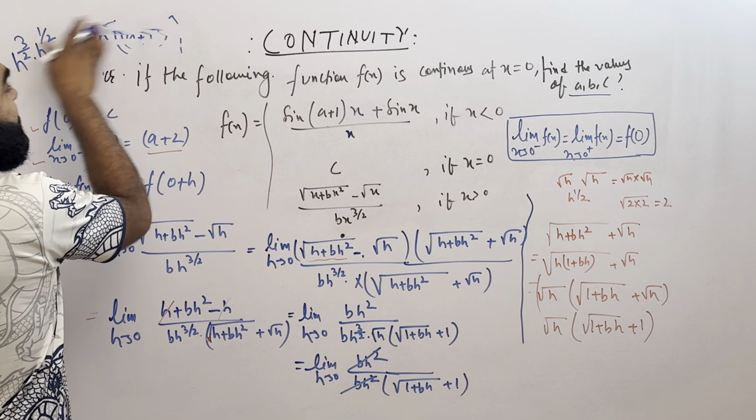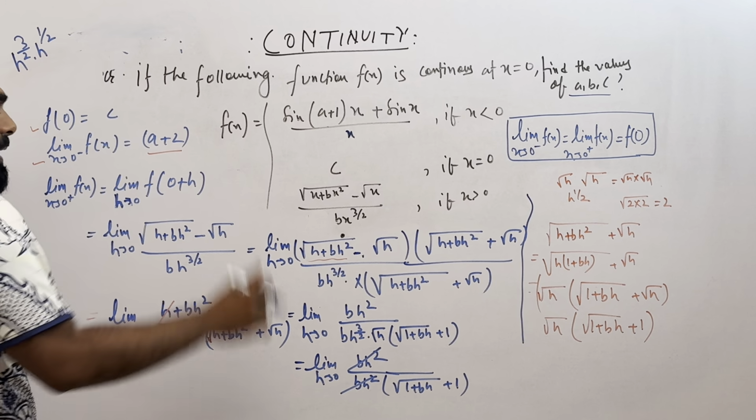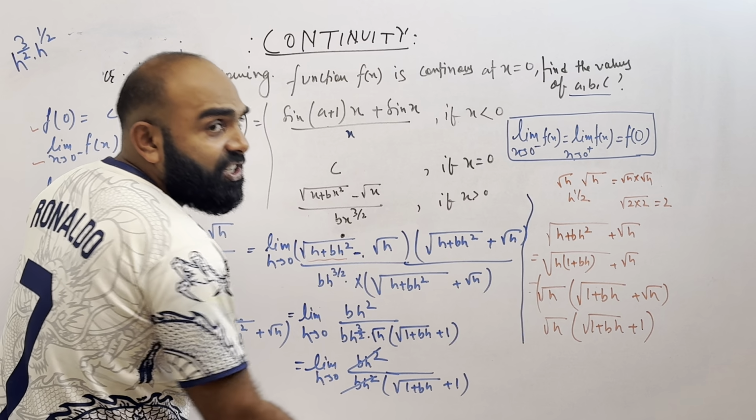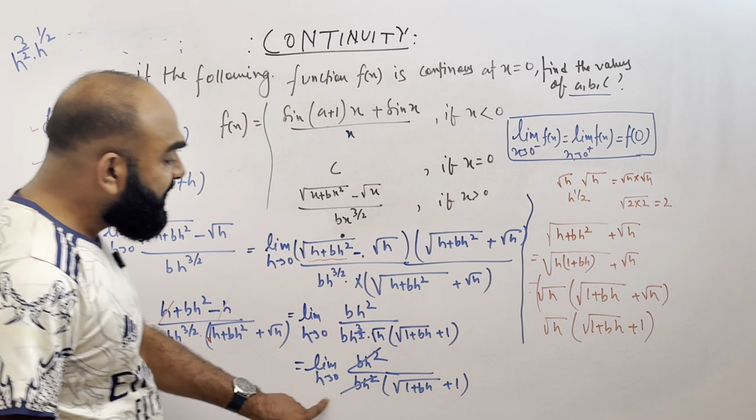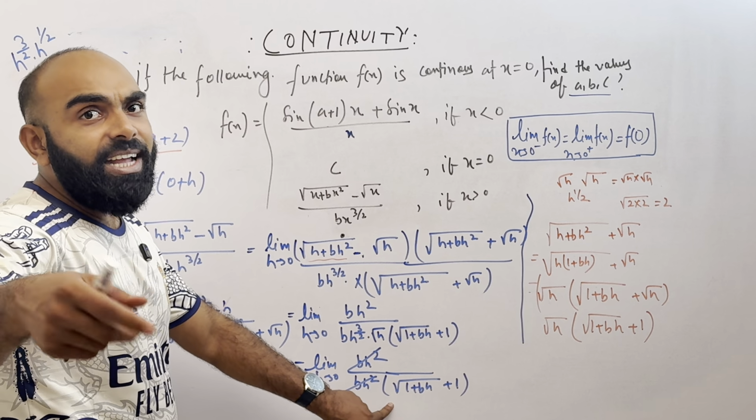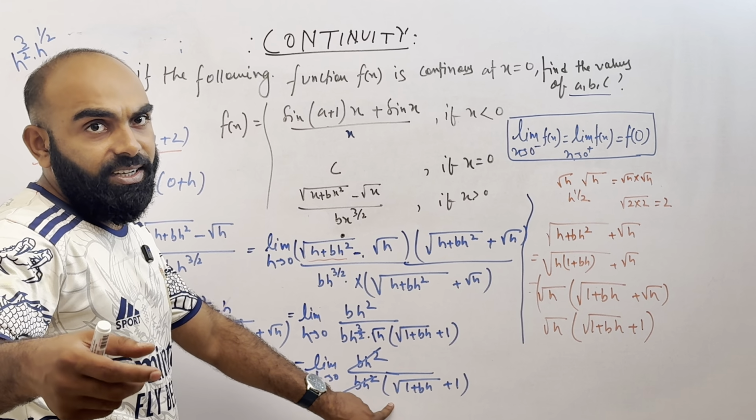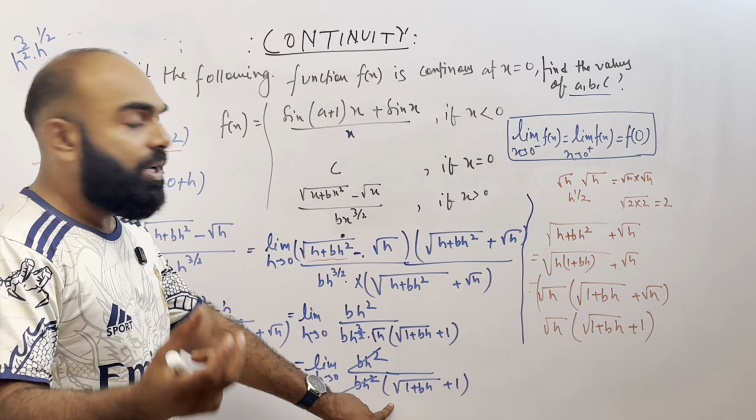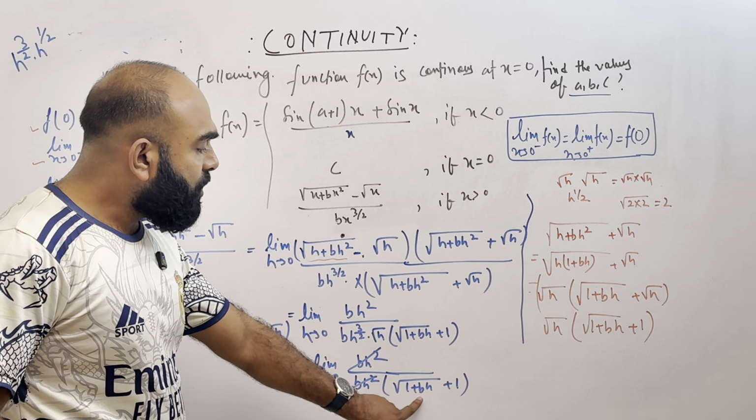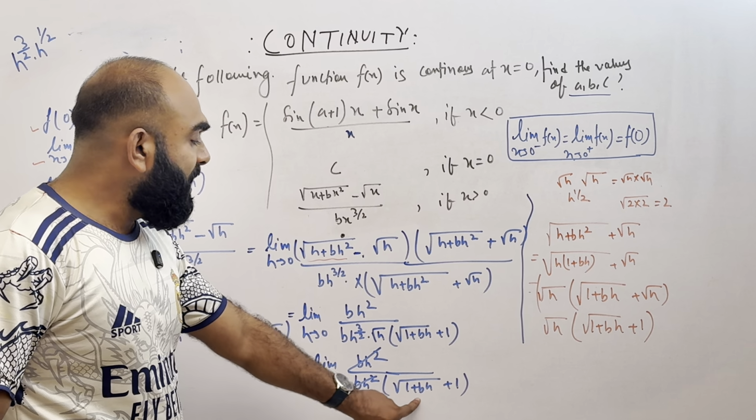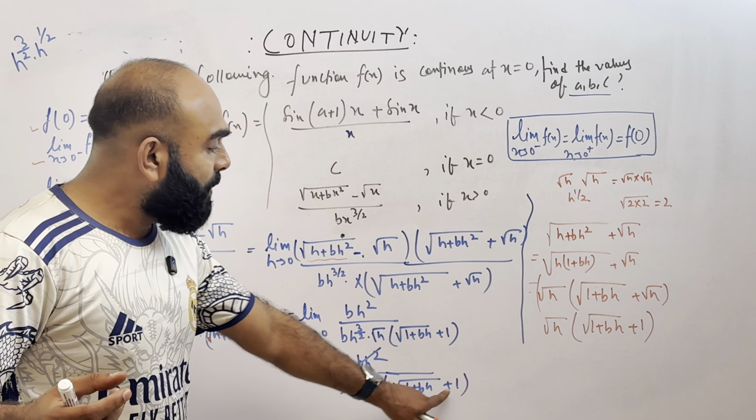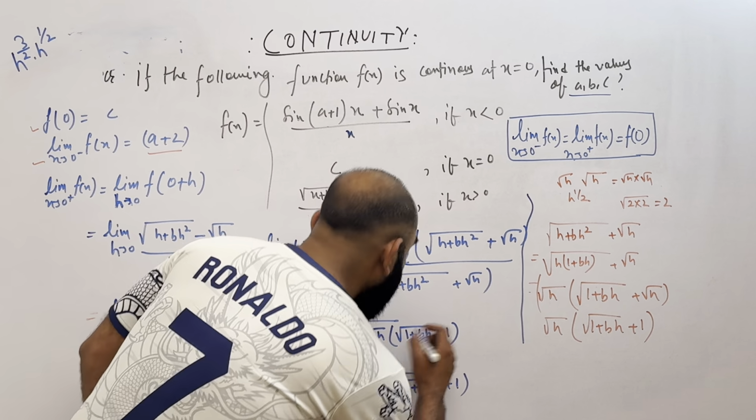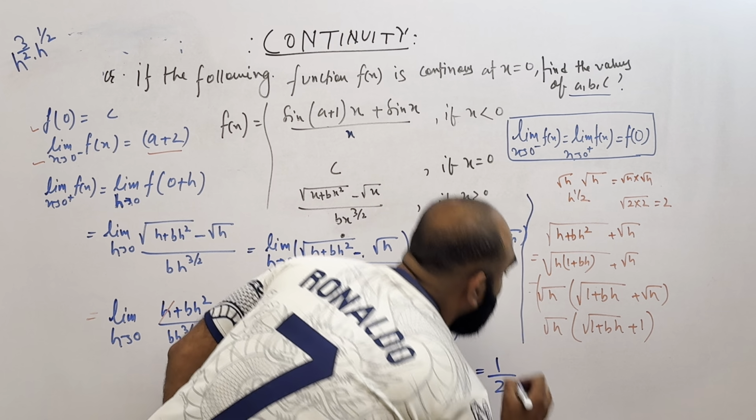If it is written in multiplication, it's a problem. If it is written in addition or subtraction, it's fine, because if I keep h as 0, the function does not become undefined, like something coming 1 by 0. See, if you keep the value of h as 0, b into 0 is 0. 1 plus 0 is 1, and root 1 is 1. 1 plus 1 is 2, so the above is 1 divided by 2.